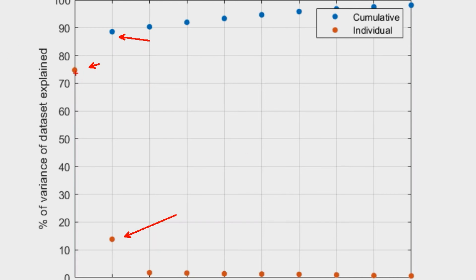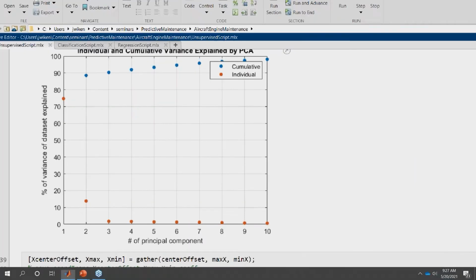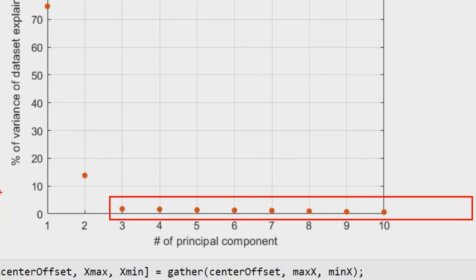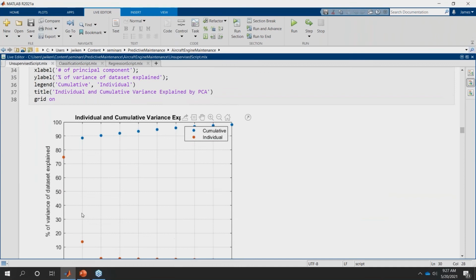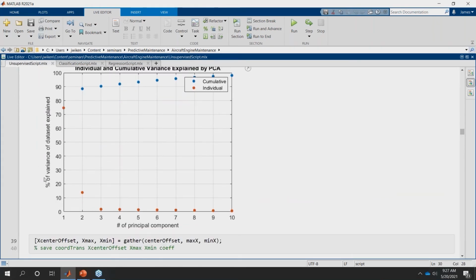The first principal component, the one that's aligned with the greatest spread of variance, captures about 75% of the variance, or 35% of the information contained within our data, which is huge. With just two, we capture nearly 90, and from there on it drops off pretty significantly. Each one only contributes 1-ish percent or less. So with just two principal components or two features, we can explain 90-ish percent of the information contained within the system.